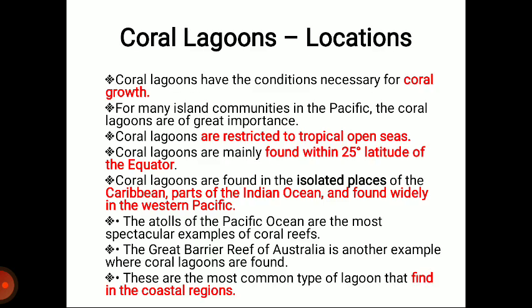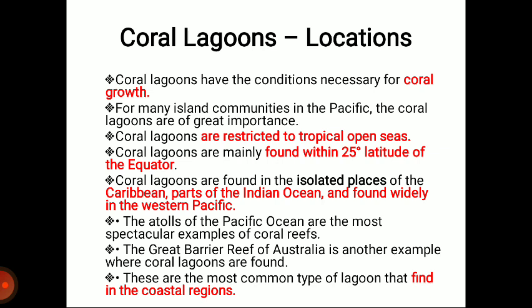Coral lagoons, their locations. Coral lagoons have the conditions necessary for coral growth. For many island communities in the Pacific, the coral lagoons are of great importance. Coral lagoons are restricted to tropical open seas. They are mainly found within 25 degrees latitude of the equator.